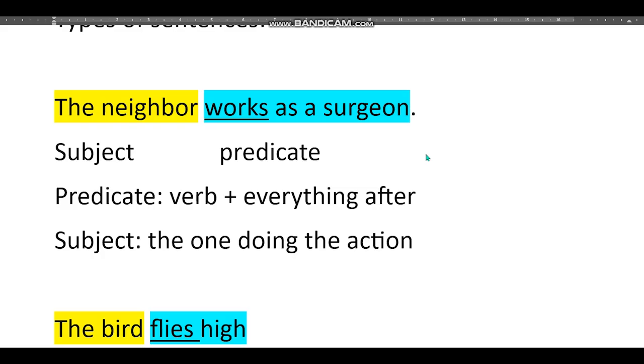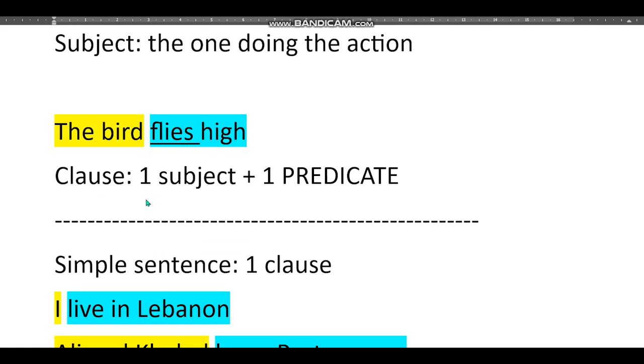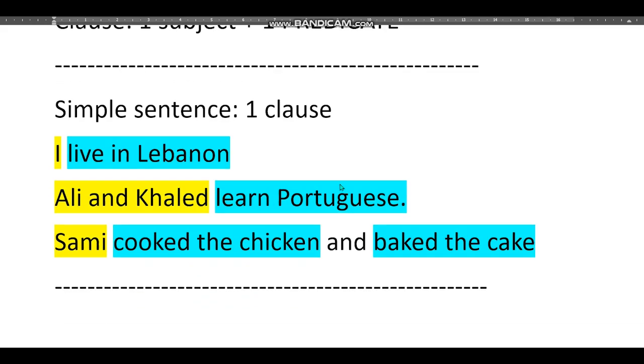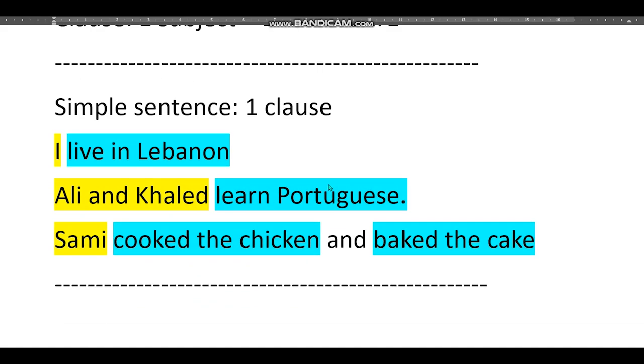So what is a clause? A clause always consists of one subject and one predicate, okay? The bird flies high, this is a clause. The bird is the subject, flies high, which is the verb, and everything that follows is the predicate. Now, let's start with the types of sentences.